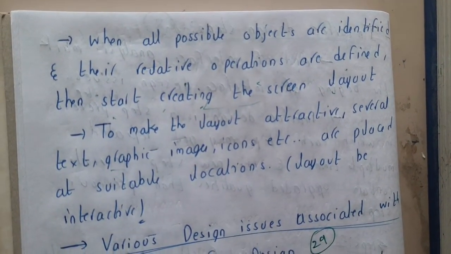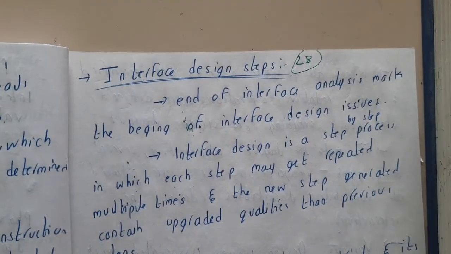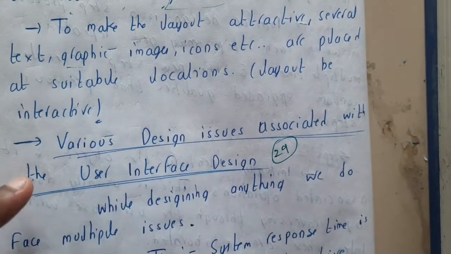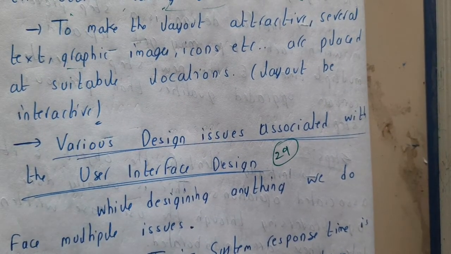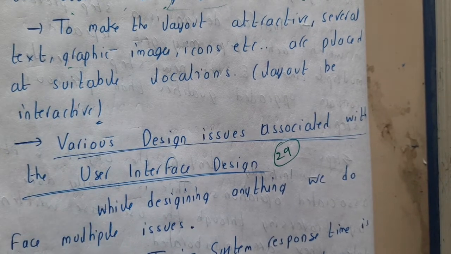I hope everyone got some basic idea about this, guys. I also didn't find much theory about these steps, but this is an important topic, so I have just written the steps which I have collected. In the next lecture we will be going through some issues, as I told you. We'll be discussing some issues that we face while designing the user interface model.